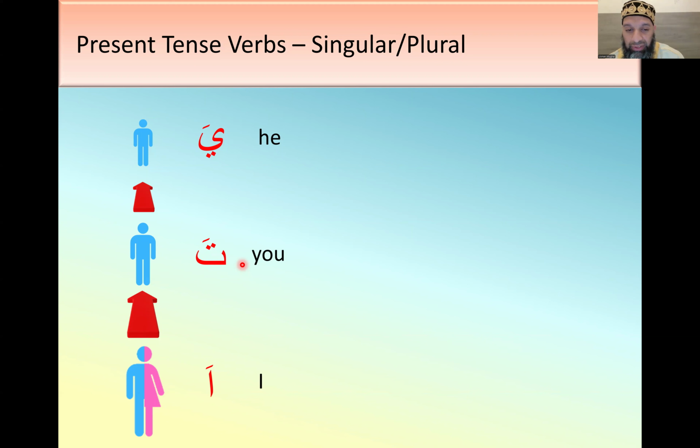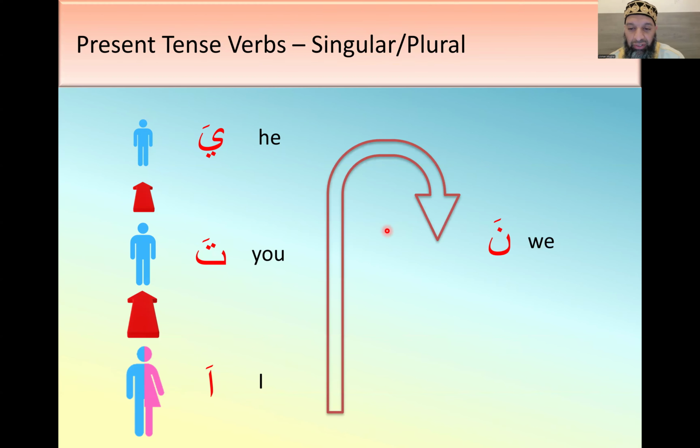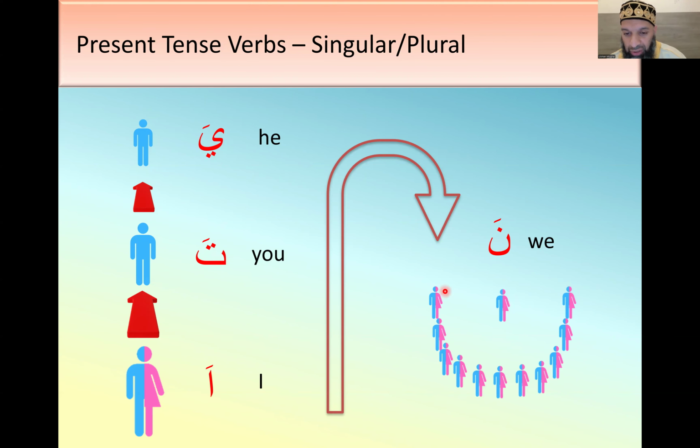And the last one, there's a bit of imagination here. Noon means we. The dot of the noon is you, and all the other people around you are the other people. Right? That's you and everybody else. It becomes we. So it looks like a noon. Yeah, that's you, and that's everybody else around you. Okay? So that's the noon. The noon means we. Na'udhu billah, we seek refuge. Naktubu, we write. Yeah? I hope that sort of makes sense.